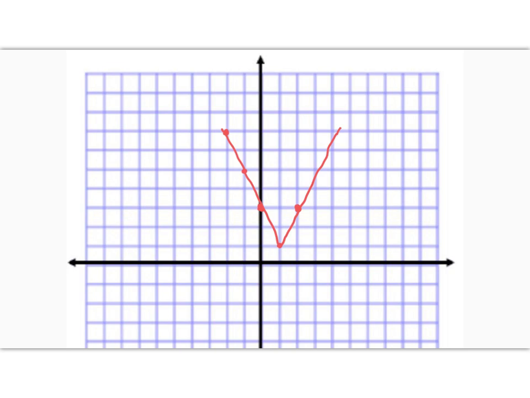And if I would have kept going to the right, I would have made the V. And just because we graphed a part of it, don't think that the graph stops. The graph continues on indefinitely until we state or close the domain.